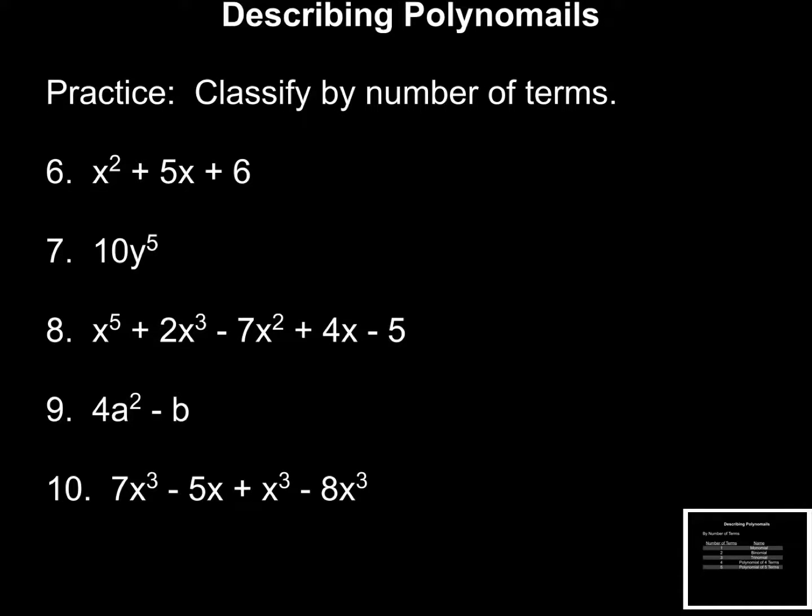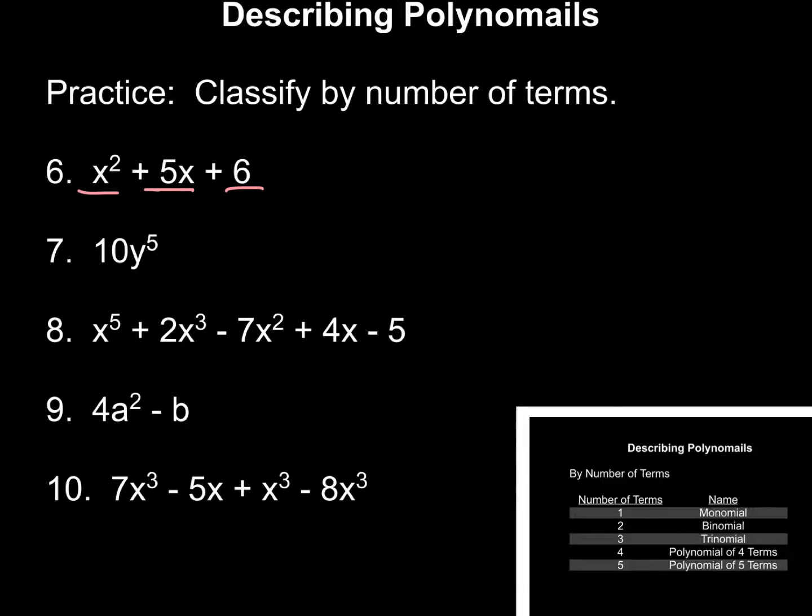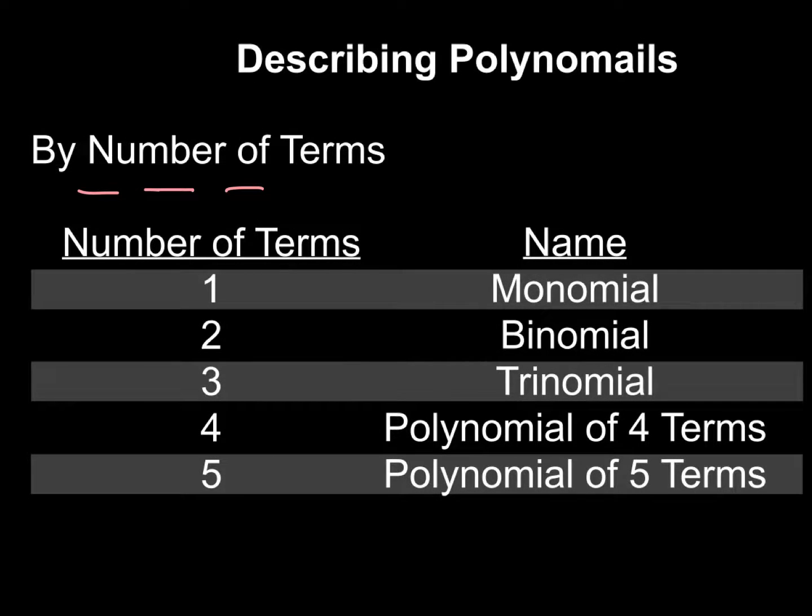All right, so we're going to practice this idea here. So with number 6, we need to start by counting the number of terms. Now, terms in a polynomial are anything that's separated by addition or subtraction. So in the case of number 6, I have a total of 3 terms. Because you notice there's 3 different parts of it that have been separated by addition. All right, so if there's 3 different terms, what do we call that? Well, 3 different terms, that would be a trinomial.